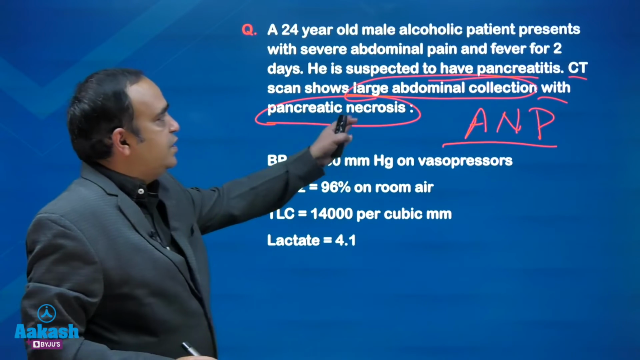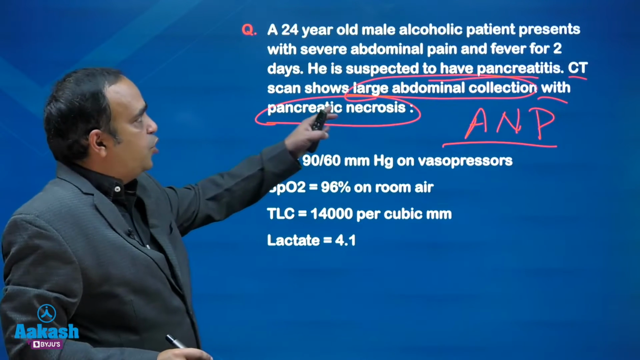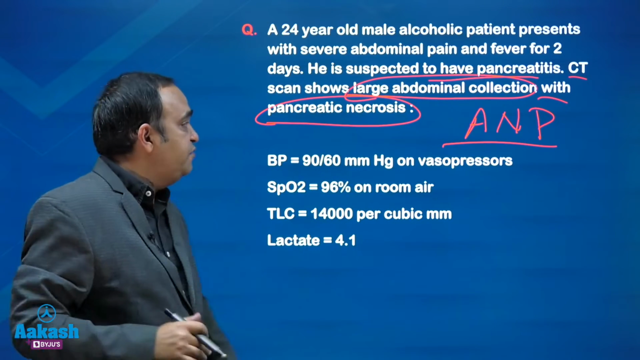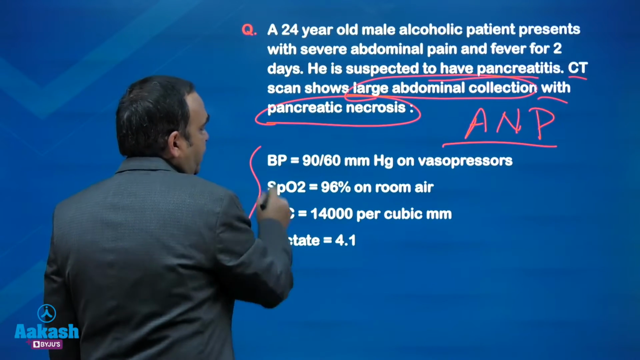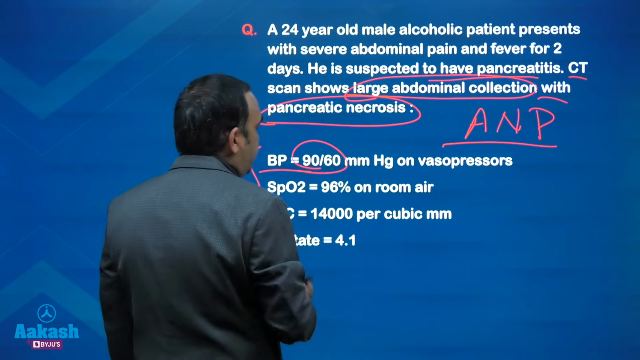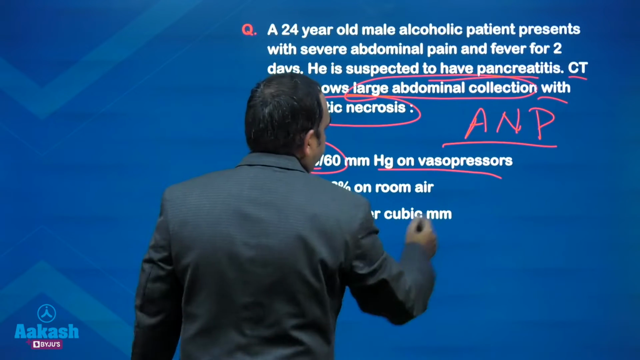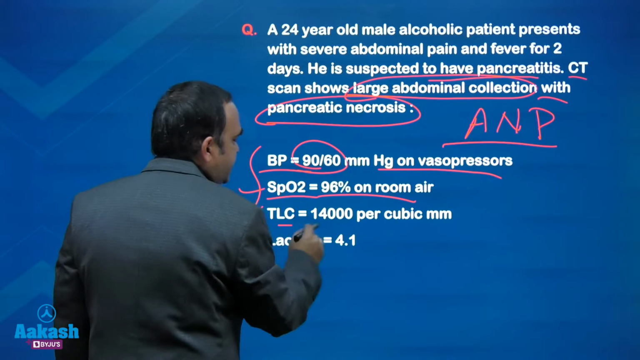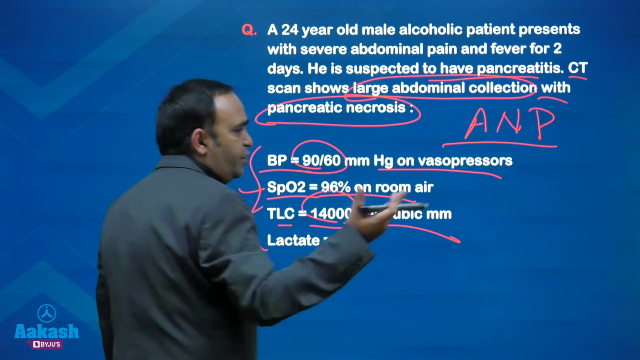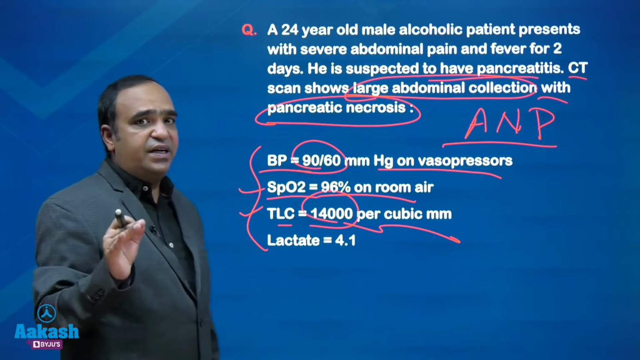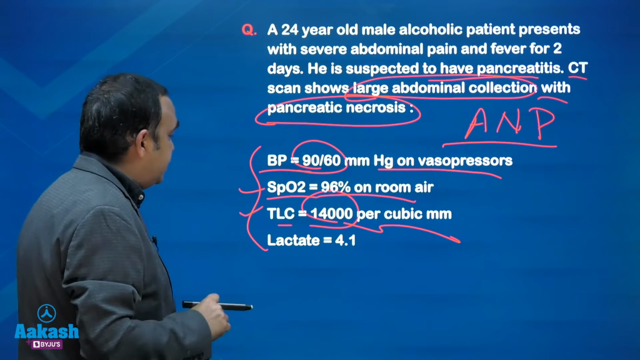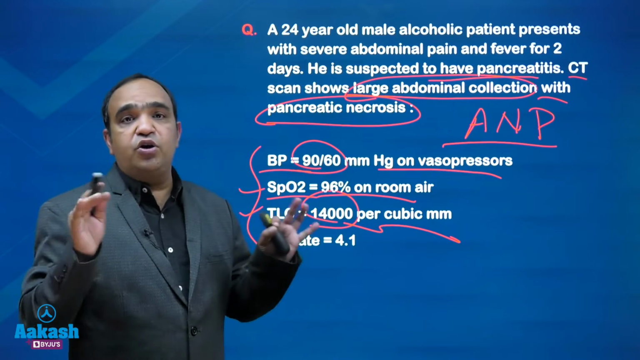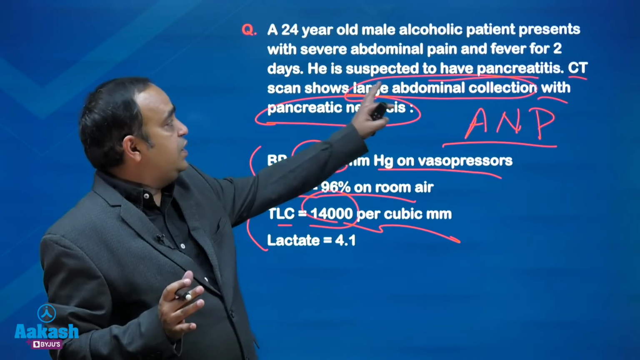There is pancreatic necrosis, there is large abdominal collection, patient has fever, so it's likely to be infected as well. And blood pressure 90/60, so hypotension, in spite of the fact that patient is on vasopressors. SpO2 is okayish and TLC is raised, so again indicative of infected collection, and infected collection needs drainage, urgent drainage, and lactate is 4.5. So patient is hemodynamically not stable. So that's the crux of the story.